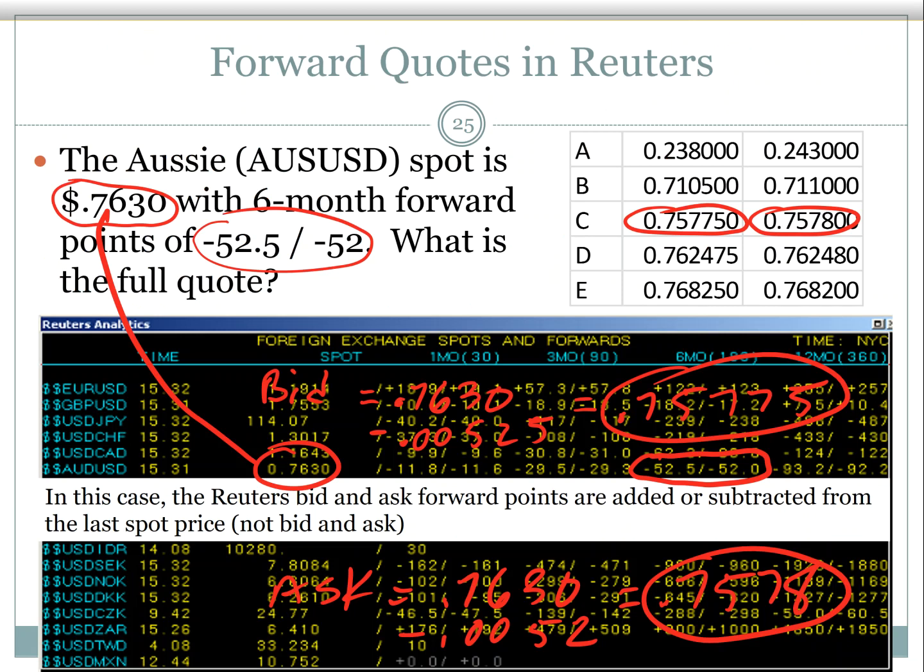All right. Here's a Reuters screen, and Reuters does the same. They don't show you, so they say that the spot price of the Aussie dollar is 76 cents, and the 6-month delivery is negative 52.5 pips. So this is how the world communicates forward prices. So it looks like the Aussie is 50 pips cheaper in 6 months. So I can buy it today or buy it 50 pips cheaper in 6 months.